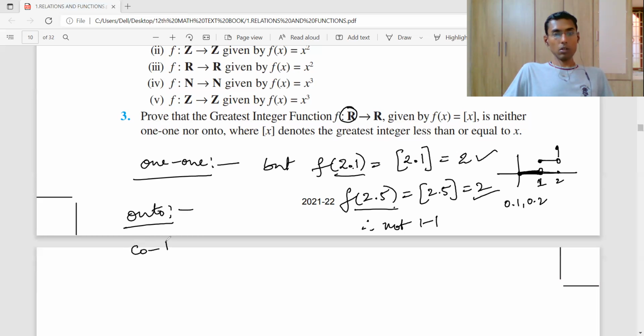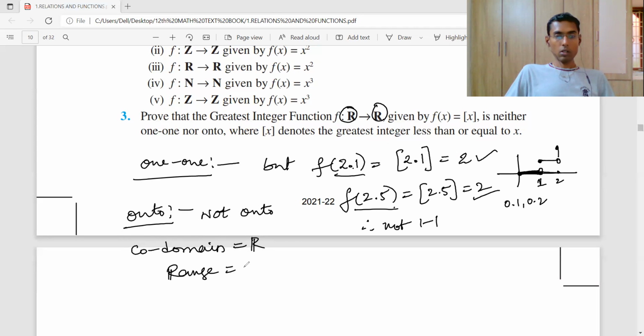Codomain is what? Tell me, what is codomain? Set of all real numbers. So it's also not onto. Yes, I'm not onto. Why? Because the codomain is R, but the range is only integers, not the whole set of real numbers.